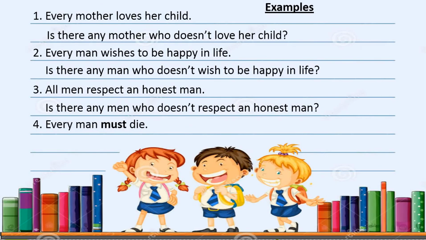Okay, every man must die. Here we have a different example. If you find must in a sentence, then you have to write will not instead of doesn't. Every man must die. In that case, you have to write: is there any man who will not die? Just try to remember the exception. Every man must die. So is there any man who will not die? Instead of doesn't, we have to write will not if you find must in a sentence.